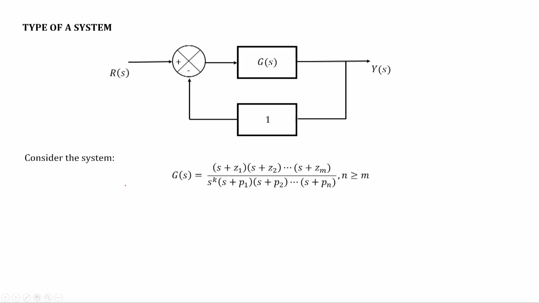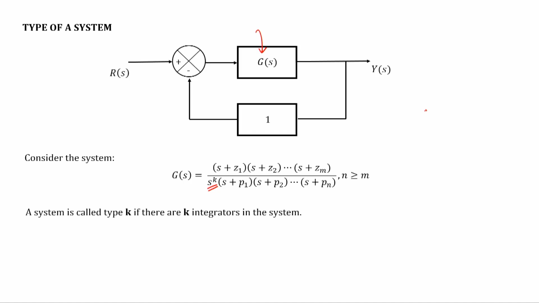Generally, the transfer function of a system G(s) can be written in this form. There can be poles, there can be zeros, then s to the power of k, where k can be positive or negative. If it is negative, then this s term will go in the numerator. If it is positive, it is in the denominator. For now, we are considering it to be positive, so it is present in the denominator. In this case, the system will be called a type K system because there are k number of integrators sitting over here.